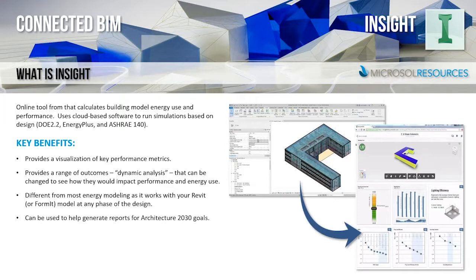So again, different from most energy modeling, it works with a Revit or FormIt model at any phase of the design process, because typical energy modeling is done at the end of the design process, when, as we are all aware, changes are much more difficult to integrate. Insight allows us to work with our existing Revit models at any phase. It can also be used to help generate reports for the Architecture 2030 Challenge, as I'll show you here in a little bit.